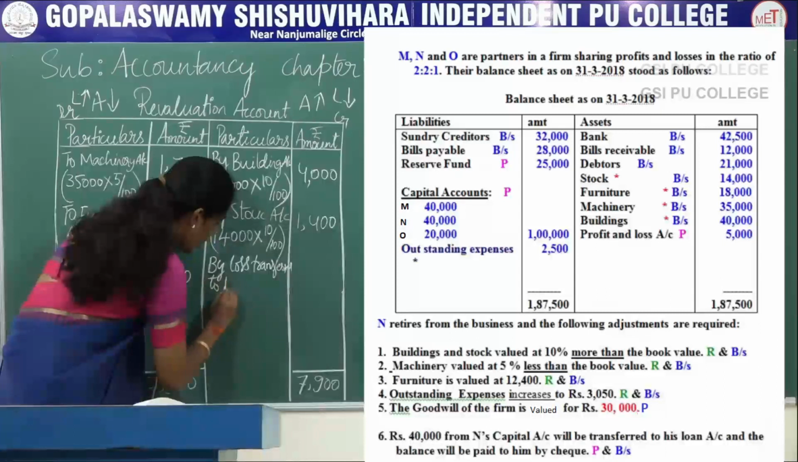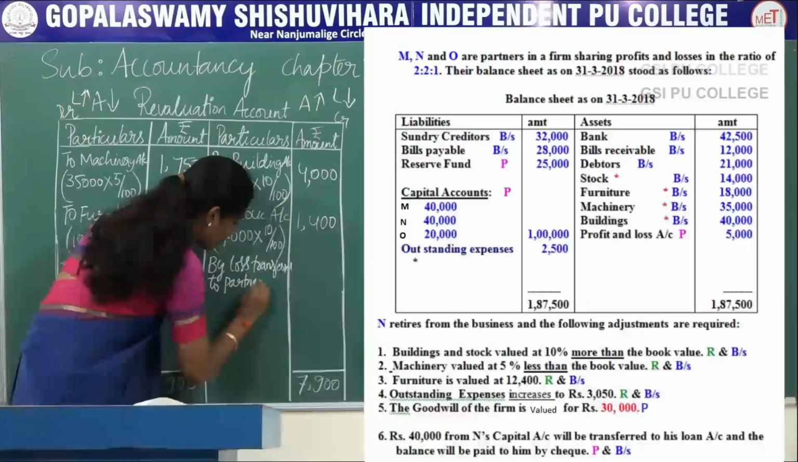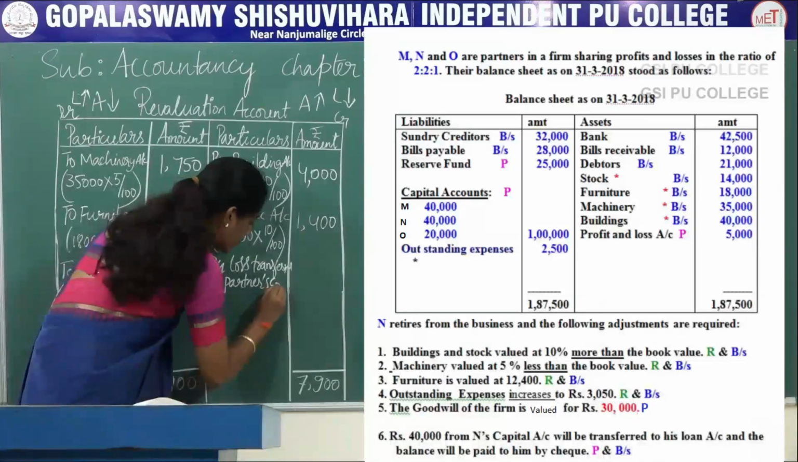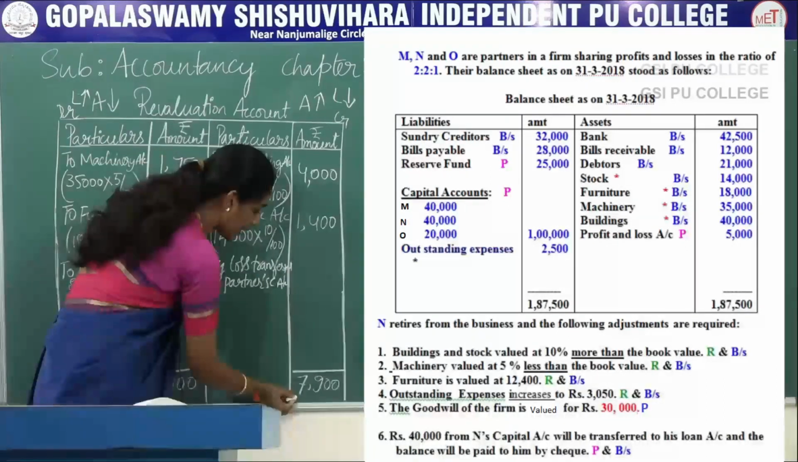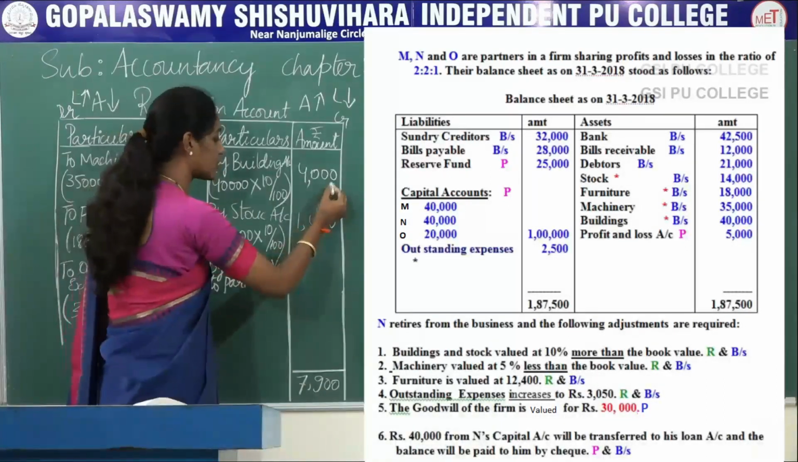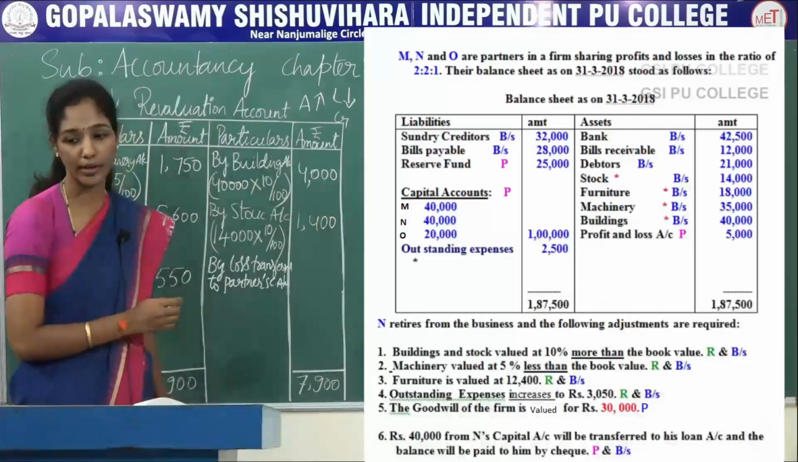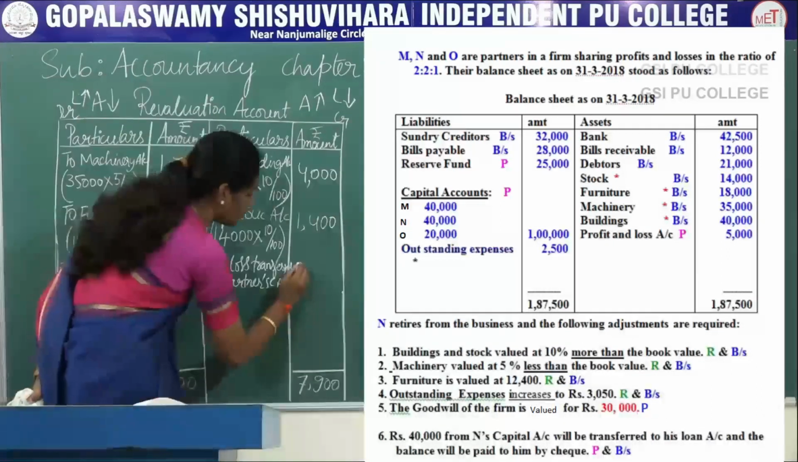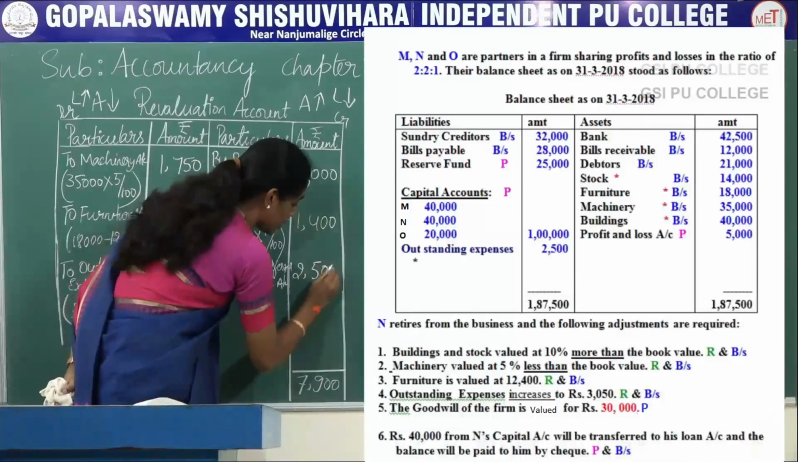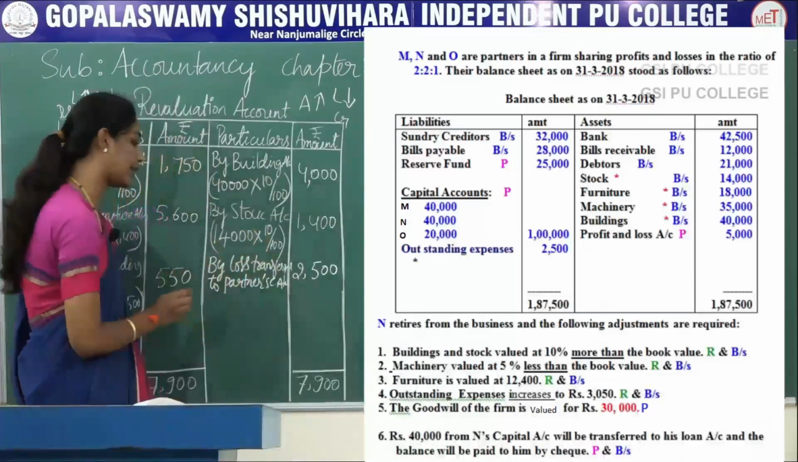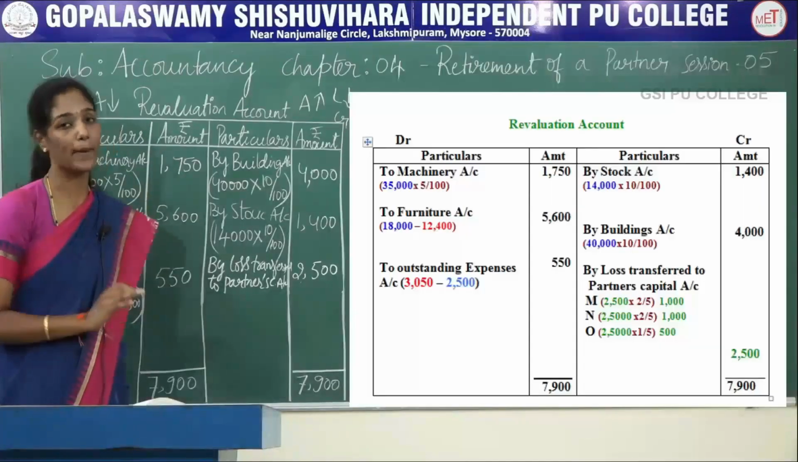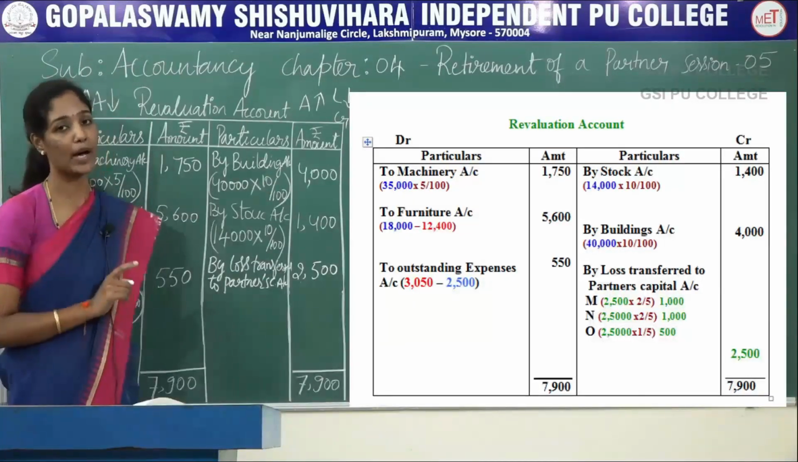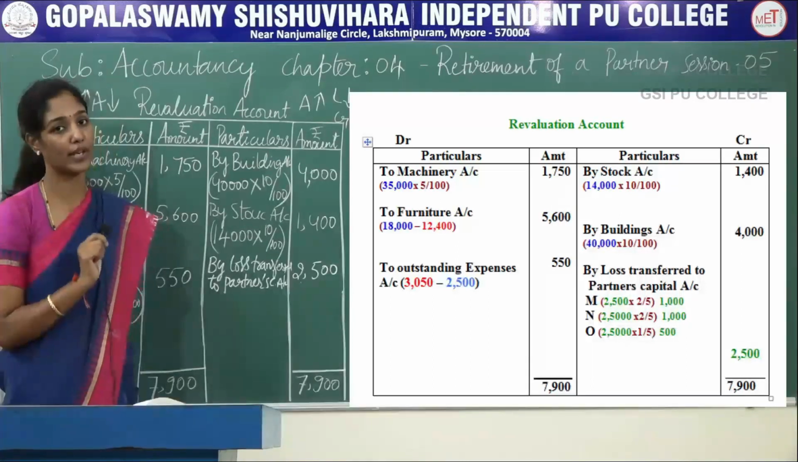Here the balance will be written as by loss transferred to partners capital account. 7,900 minus 4,000 minus 1,400, you will get 2,500. And this 2,500 loss should be distributed among all the partners, including the retiring partner, in their old profit sharing ratio.